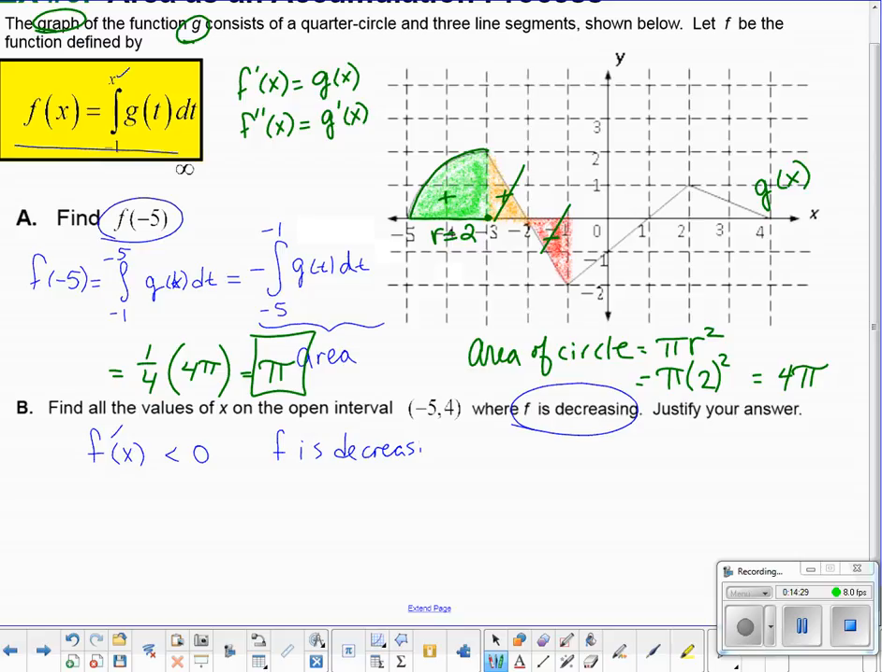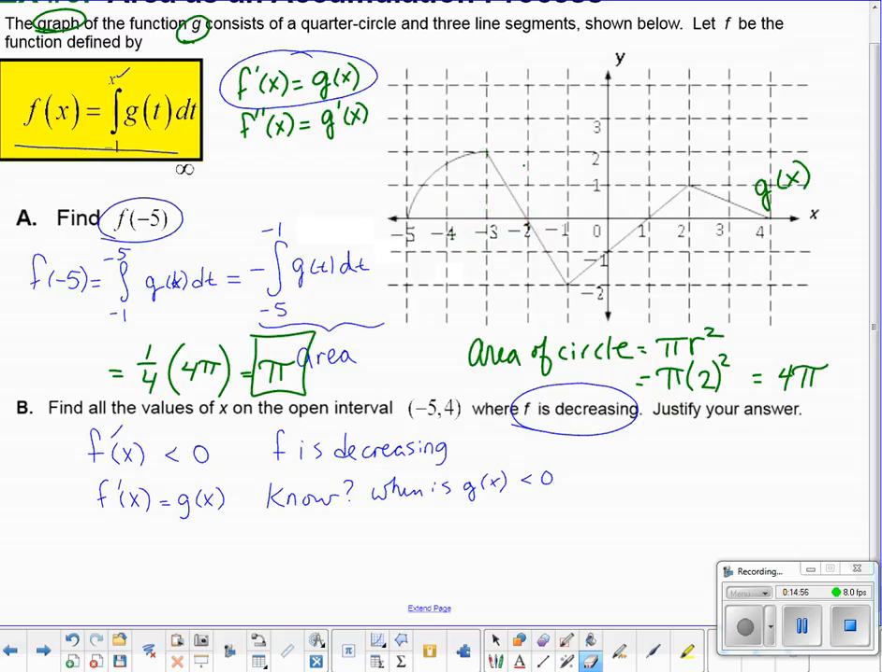So I need to look at its slopes, right? And f prime of x, we've already established that f prime of x is equal to g of x. So now I need to know, when is g of x less than 0? So looking up at my board up here, where do I find g of x, which is the line graph I'm looking at, when is it below the x-axis? I would say that this is below and this is below the x-axis. So we are running from -2 to 1.